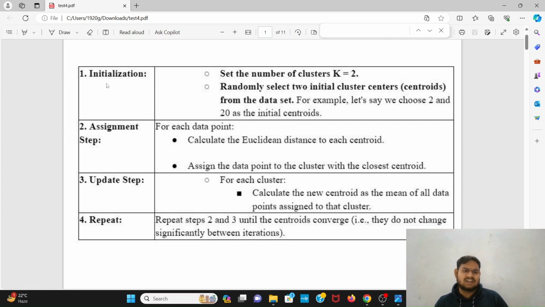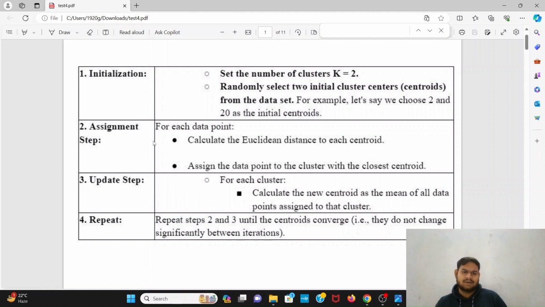The steps are: first, initialization. Set the number of clusters k equals 2. Randomly select two initial cluster centers from the data set. For example, let's say we choose 2 and 20 as the initial centroids.